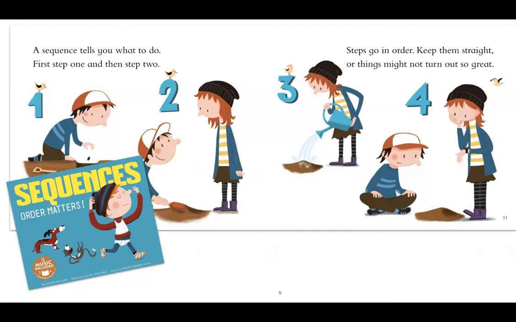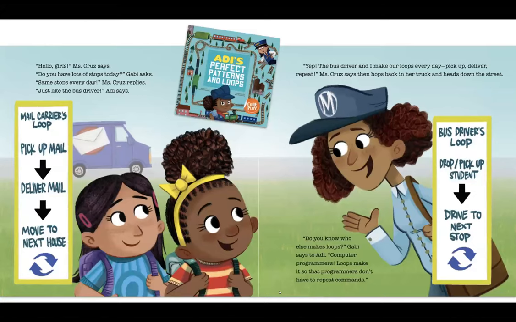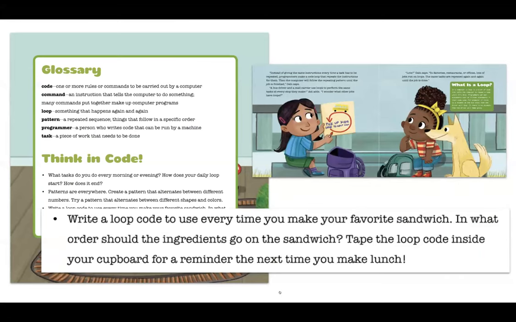Now, when I was planning a lesson with my teachers last week, I was looking for something focusing around sequences and patterns because we're getting ready to introduce some robots to our preschool and kindergarten kids. I found this book by looking in Capstone Connect. And then I read in the back that it even had an example of writing a loop code for your favorite sandwich. What ingredients would you include? How would you do it?